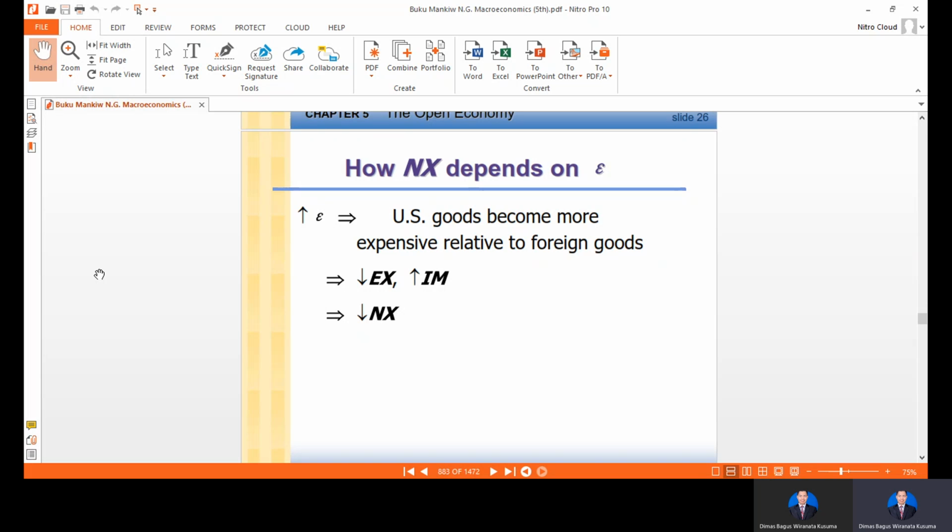So it means that you have to keep the price of your domestic product compatible and competitive with the foreign, because it will make your net export decrease if the real exchange rate increases.